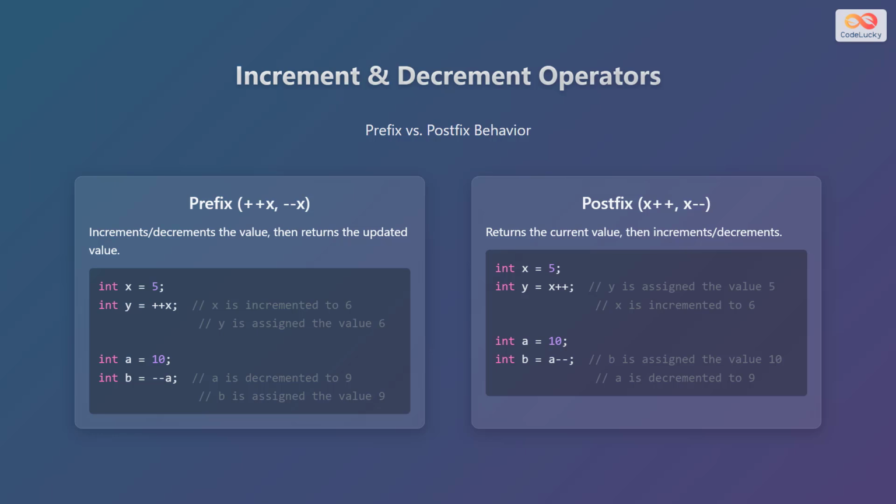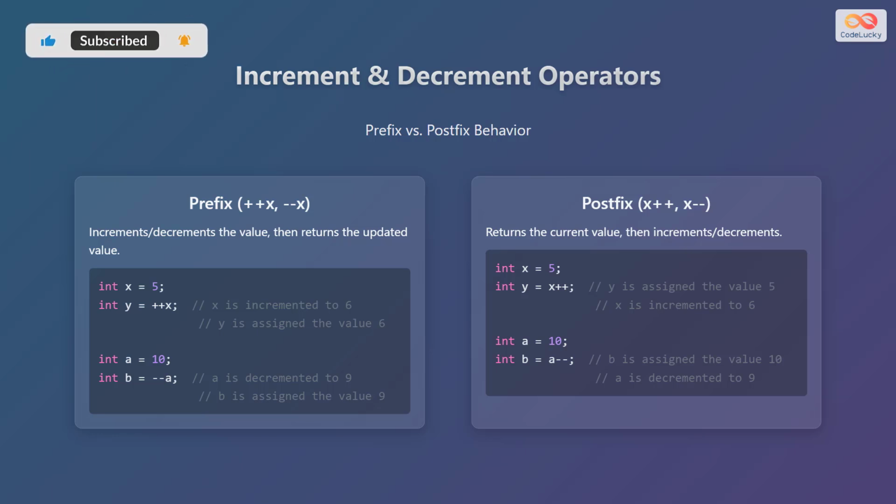Now let's explore the increment and decrement operators in more detail, focusing on the difference between prefix and postfix behavior. Prefix increment or decrement operators change the value of the variable and then return the updated value. When you use plus plus x, the value of x is first incremented, and then the new value of x is returned. Similarly, with minus minus x, x is first decremented, and then the new value is returned.